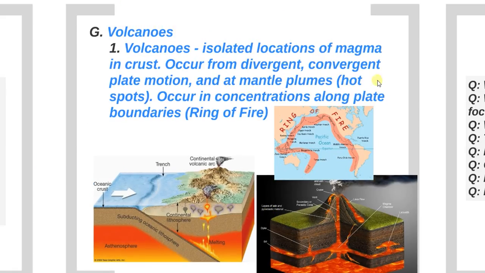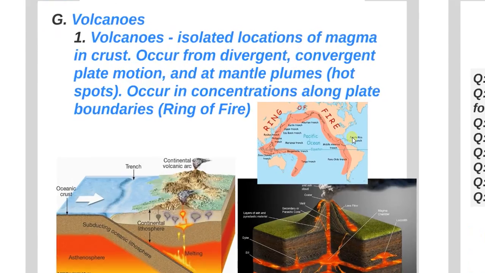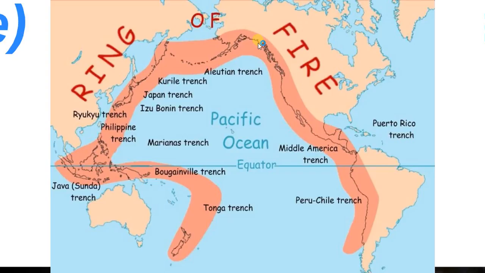But they're isolated locations in the Earth's crust where we have magma, because we don't have magma pretty much anywhere except in these locations. They occur from divergent boundaries, convergent boundaries, like we have here, and also something called mantle plumes that we haven't covered yet. We also call these synonymous with hotspots. They occur in concentrations along plate boundaries, and you should probably know what the Ring of Fire is. It's not actually fire, it's a ring of volcanoes that surround the Pacific Ocean.